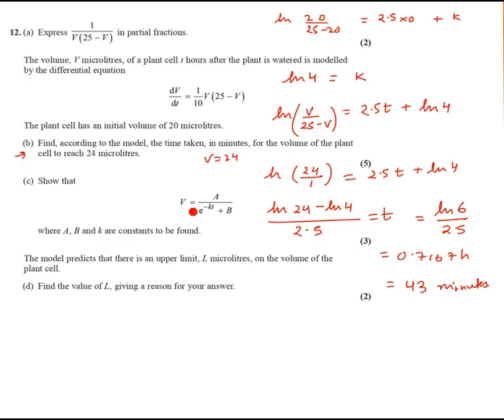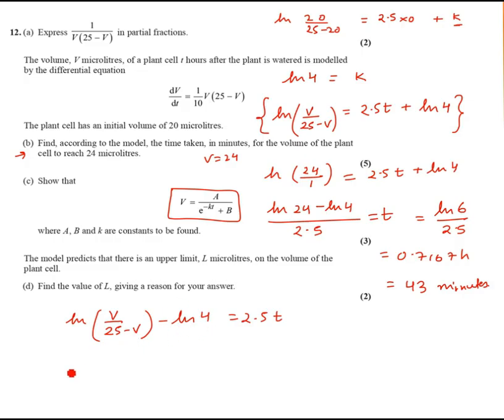Okay, now show that this is the equation. Now we have the equation here, and we have to rearrange this to write it in this form. So let's write ln(v over 25 minus v) and bring the ln 4 to the left, equals 2.5t. So we want e to the power minus kt. Don't get confused with this k, in this case it is any random constant. So this becomes ln(v over 25 minus v divided by 4) equals 2.5t.